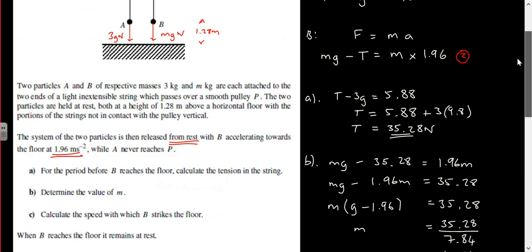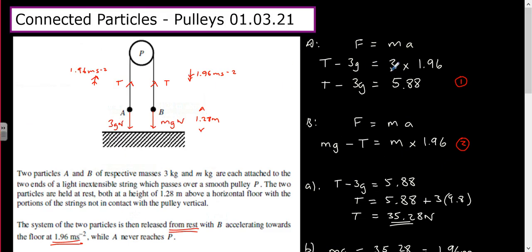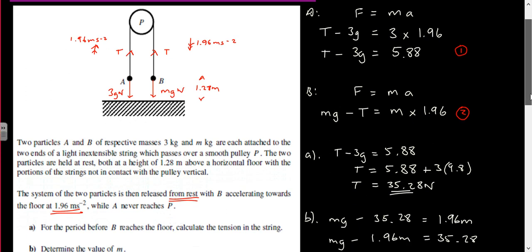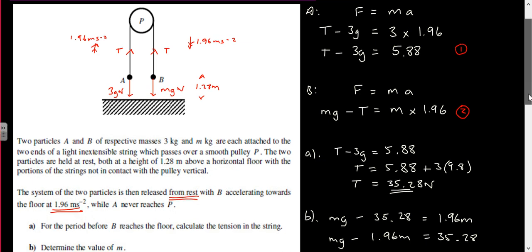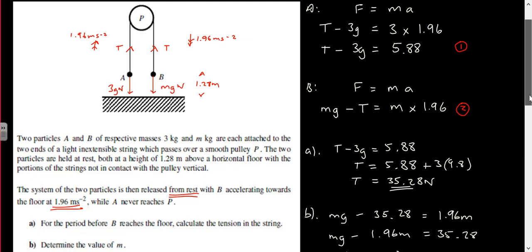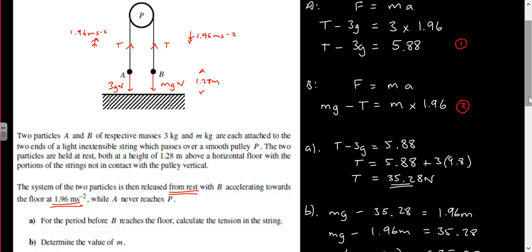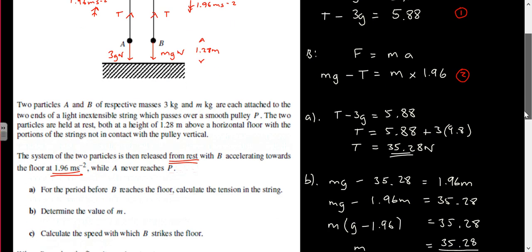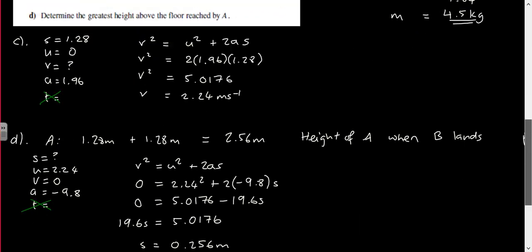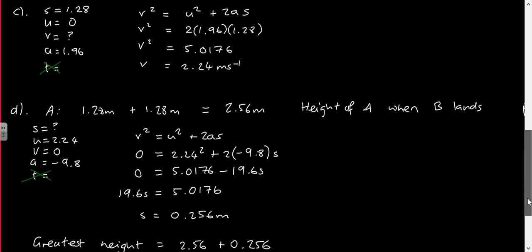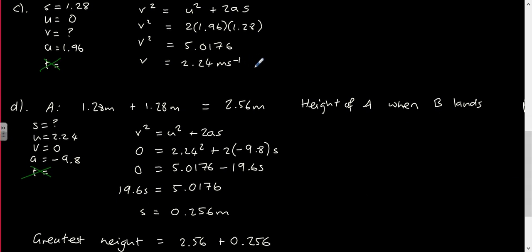So just to recap, connected particles. Two equations of motion, one for each particle. Use those equations of motion to find out your unknown things, tension, acceleration, mass, whatever they may be. And then if you're asked a subsequent question about the movement of either particle, you're going to use SUVAT. In our case, we had two SUVATs. We had one so that we could calculate how fast B was traveling when it hit the ground. And then we had a second one to work out the greatest height of A above the ground.